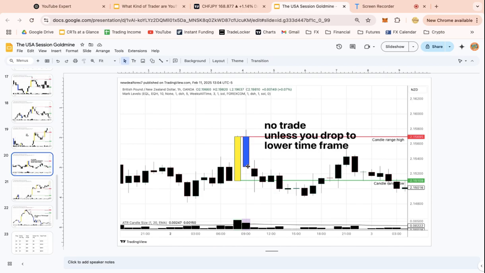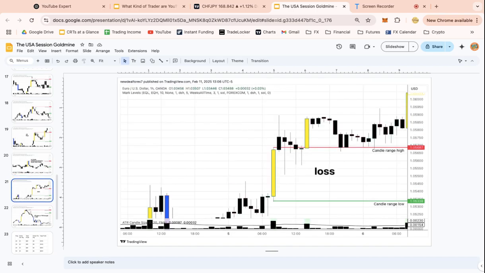Sometimes it will not retrace. It'll just do a straight drop to your take profit. So unless you drop down to like a lower time frame and would have got in on that, there's just no trade here. Now I'm going to show something a little later at the end of this video to show where it's possible where you can catch a move like this. So stay tuned to see that. So just be patient and give me a second.